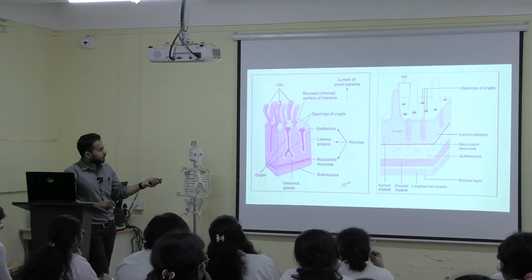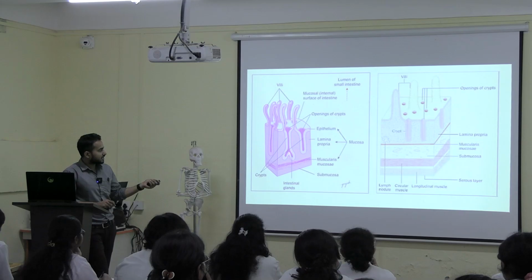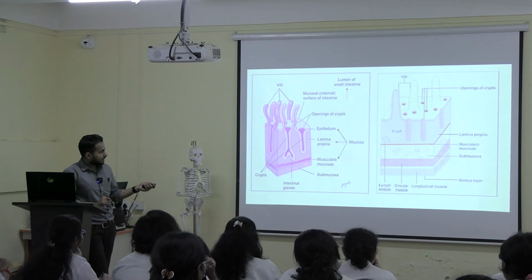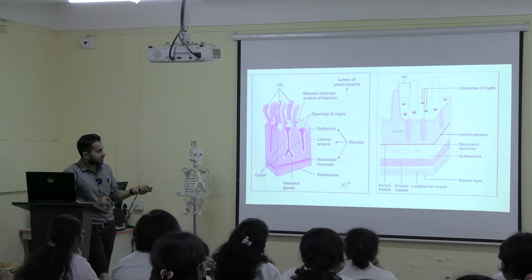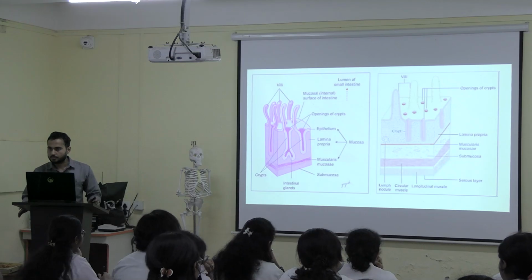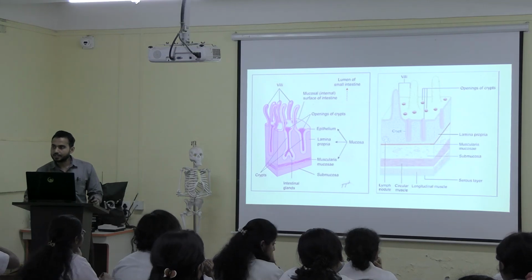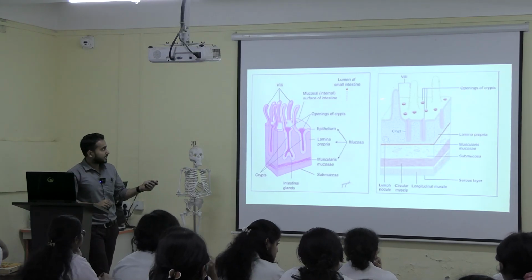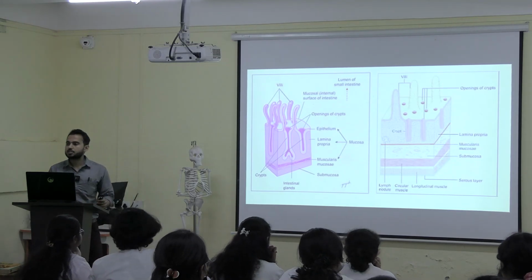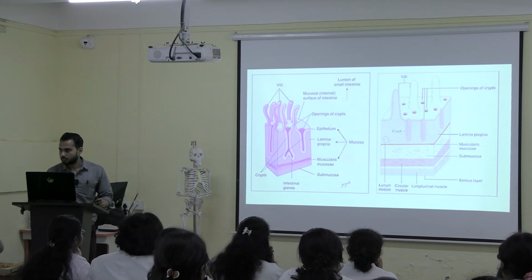Now, the lamina propria is mainly occupied by the intestinal glands. Deep to that, you can see the muscularis mucosa, then the submucosa, below the submucosa the muscularis externa, and then the serous layer. Remaining everything is the same. The only difference we have to study is that villi are present, and the lining epithelium has microvilli.